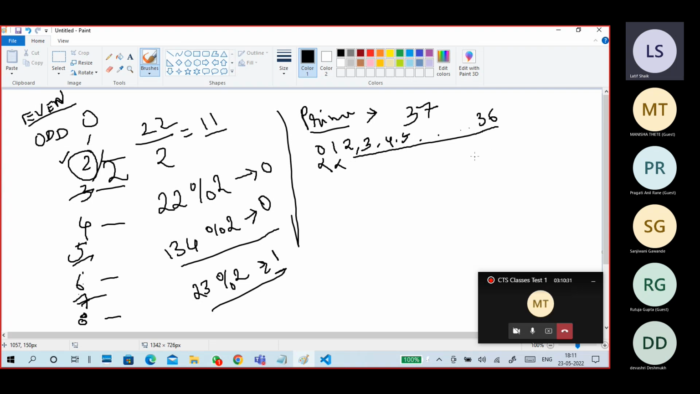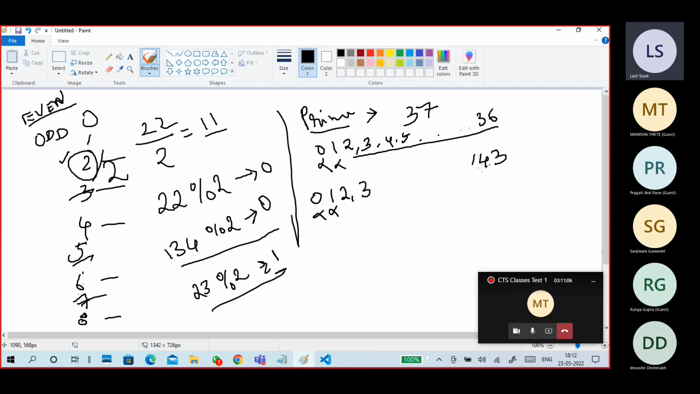For example, you have taken 143. It is an odd number, but it is not a prime number. If I divide by 0, of course, no, we should not do it. You should also not use 1. Try with 2, then 3.